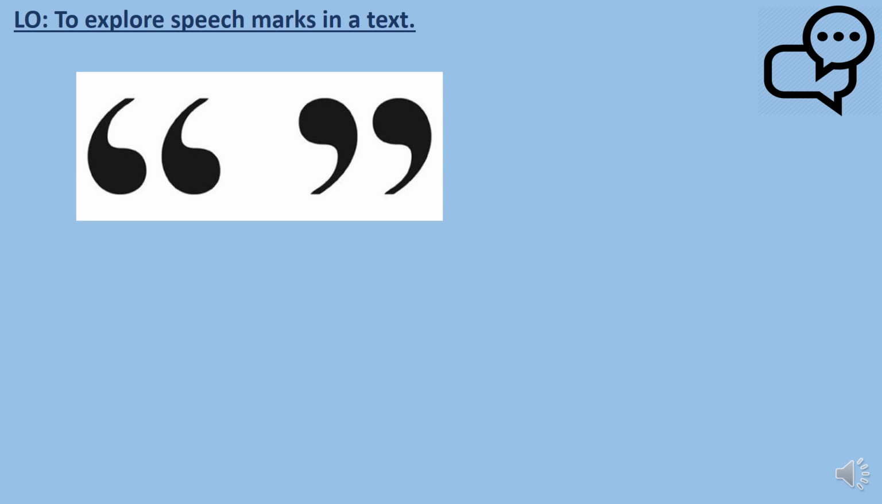We are looking at a new piece of punctuation. So have a little look at the punctuation that I've got on the board and have a think. Have you seen this piece of punctuation before? And do you know what it is called? Have a think and tell your grown-ups.